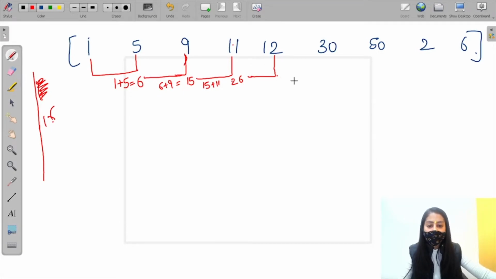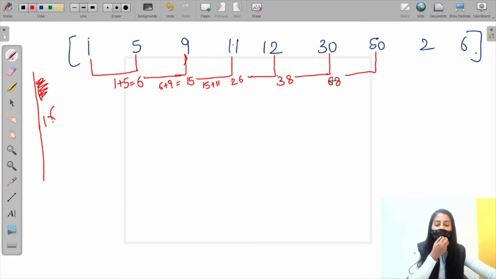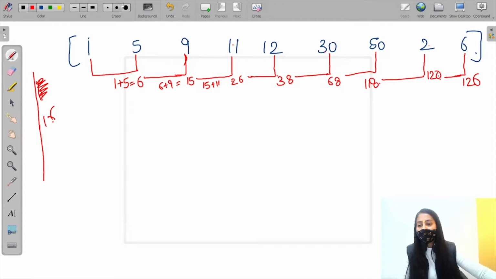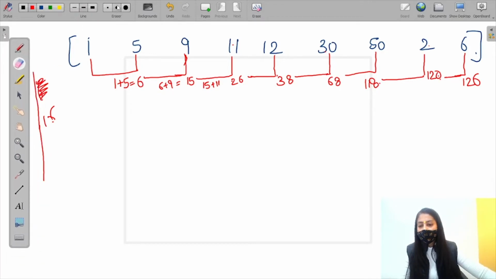Similarly, now you have to combine this stick also, so you have to pay a cost of 26 plus 12, that is 38. Now you have to combine this stick, so you have to pay a cost of 38 plus 30, that is 68. Now you have combined all these sticks. Now combine this stick also, so you have to pay a cost of 68 plus 50, that is 118. Next, you have to combine these two sticks. You have to pay a cost of 118 plus 2, that is 120. Next, in order to combine these two sticks, you have to pay a cost of 120 plus 6, that is 126.